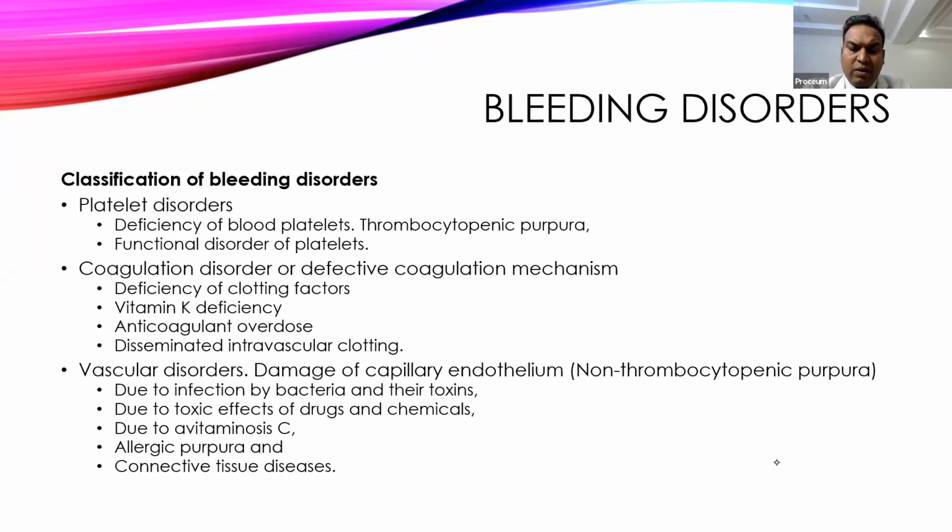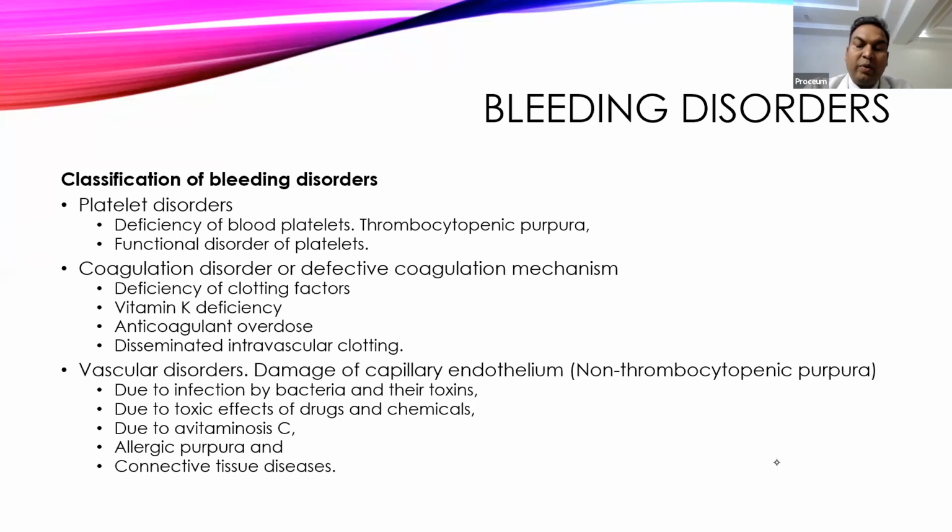Then come to the vascular disorders, where the capillary endothelium of the blood vessels is damaged, and that leads to a bleeding disorder. This is called non-thrombocytopenic purpura, and it can occur because of endotoxins secreted by bacteria, as in septicemia. Sometimes the effect of drugs, specifically cytotoxic drugs, can damage the blood vessels and increase the bleeding disorder.